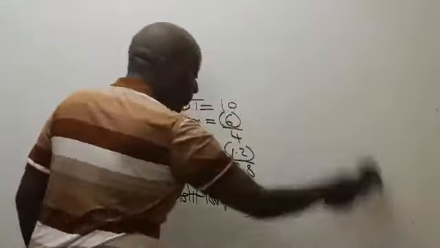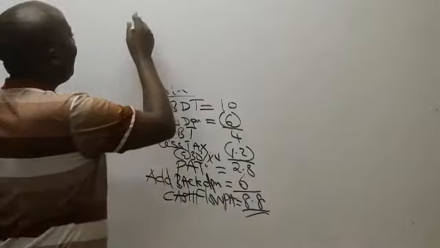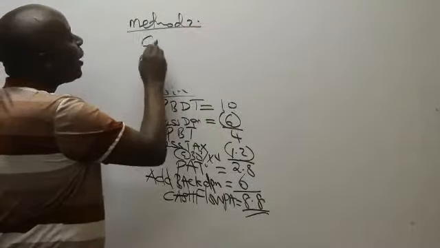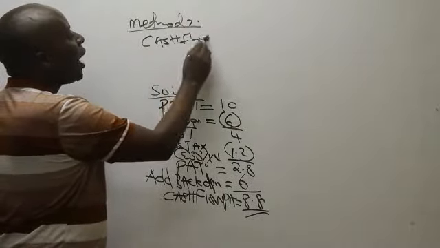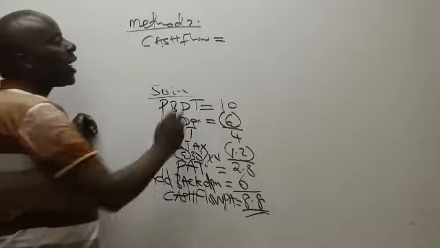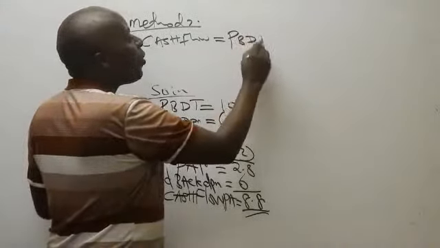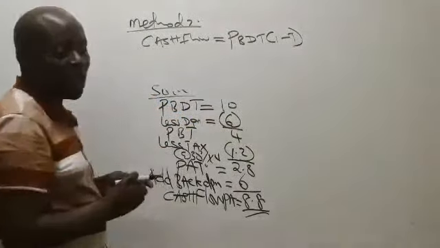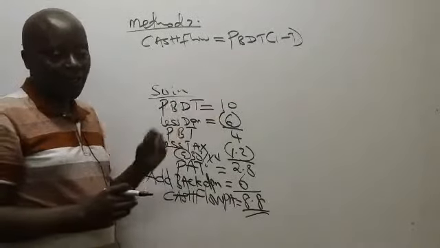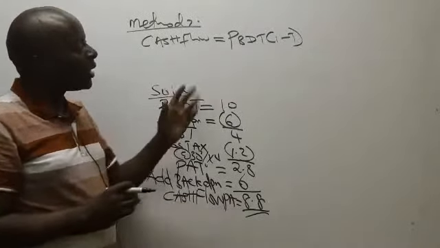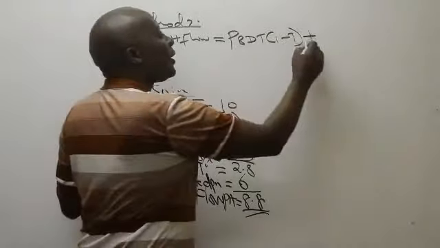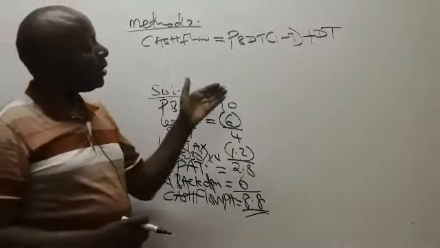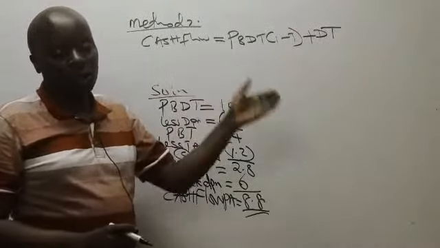Now, method 2. Method 2, ladies and gentlemen, is a serious one. I'm so sure there must be some students here who know how to calculate cash flow. They'll tell you straight away you can go ahead and deduct tax from your profit before depreciation and tax. And then if you deduct your tax like that, you'll have to remember that this depreciation will give you a shelter. So you add a depreciation tax shield.